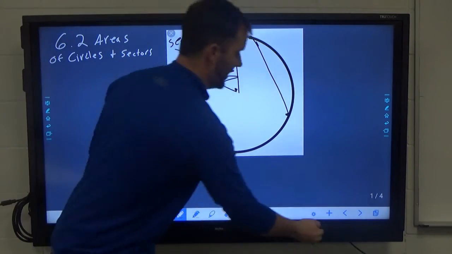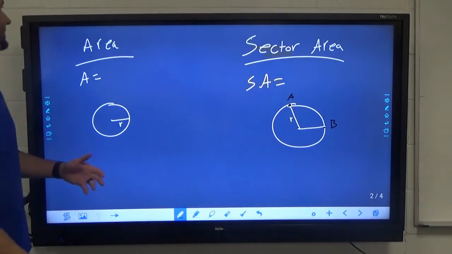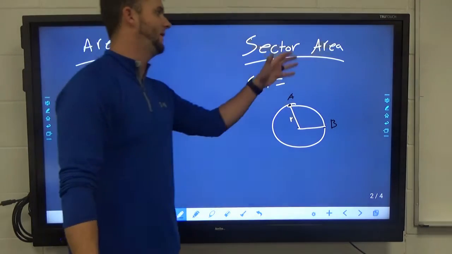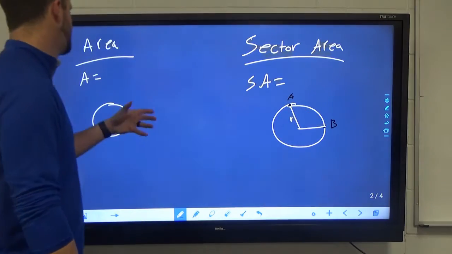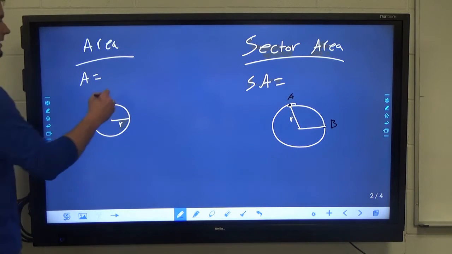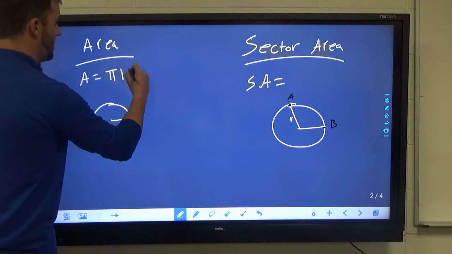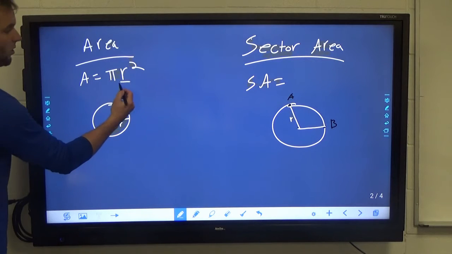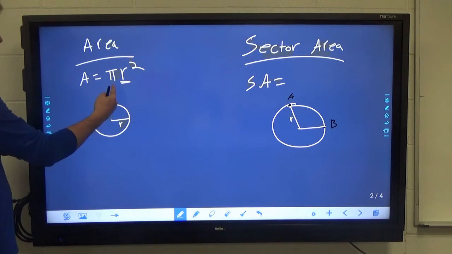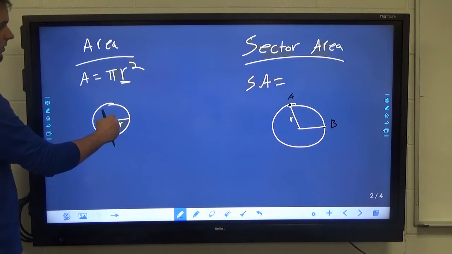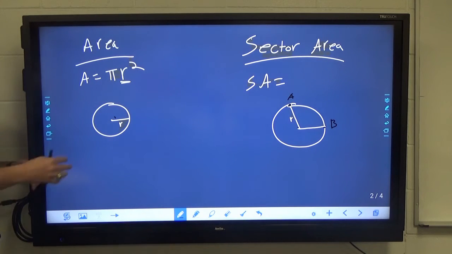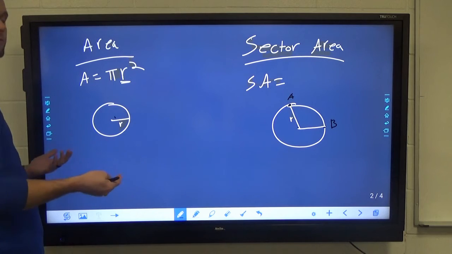So now we're going to look at exactly what the area of the circle is and then also how we find the sector area. The first thing we need to look at is that area of a circle is known as pi r squared, where r represents the radius. So basically what I'm going to do is take pi, take the radius of the circle, plug it in for r, and then solve to get my area. So ladies and gentlemen, this is how you find the area of a circle.